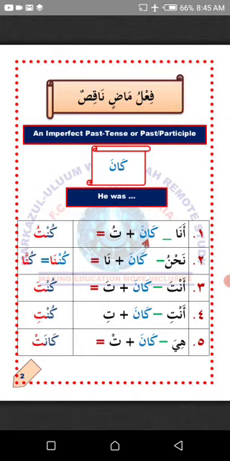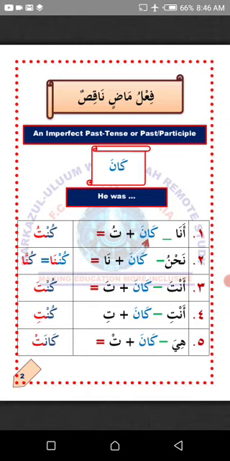For instance, if I may say, La'iba Ahmad, that means Ahmad has played. Does it make any sense to you? Yes, it does, because I have just informed you about the playing of Ahmad, which has taken place. Or if I may say, Yal'abu Ahmad, Ahmad is playing. Does that make sense to you? Yes, it does, because I'm trying to inform you that Ahmad is playing at the moment.